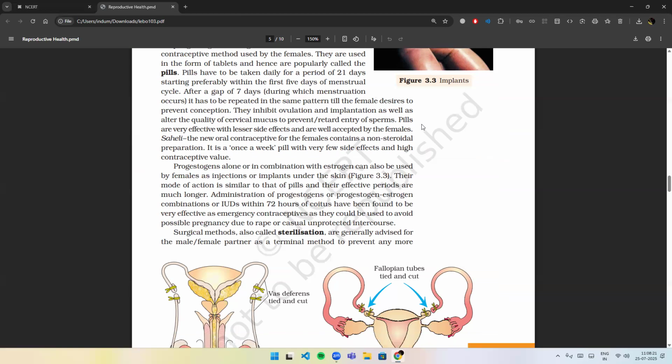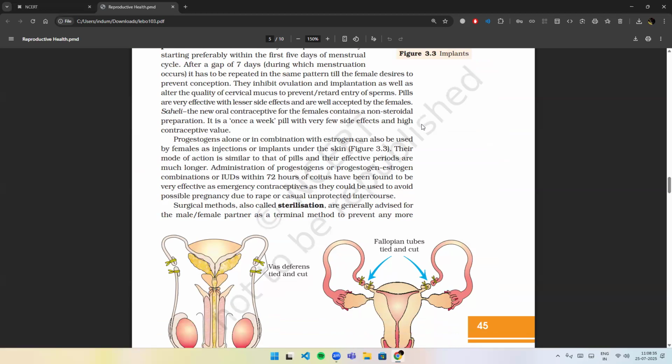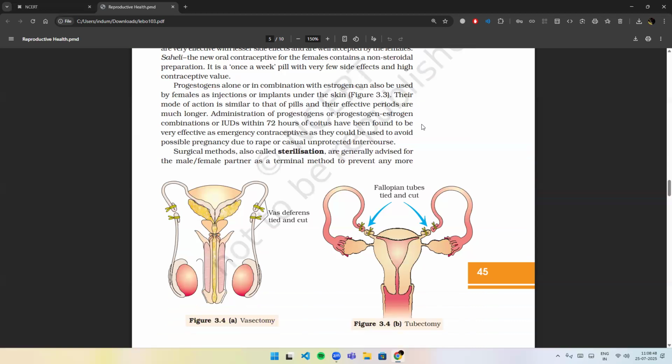Progestogens alone or in combination with estrogen can also be used by females as injections or implants under the skin. Their mode of action is similar to that of pills and their effective periods are much longer. Administration of progestogens or progestogen-estrogen combinations or IUDs within 72 hours of coitus have been found to be very effective as emergency contraceptives, as they could be used to avoid possible pregnancy due to rape or casual unprotected intercourse.